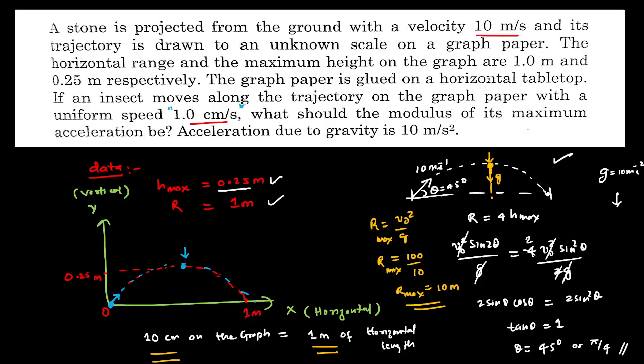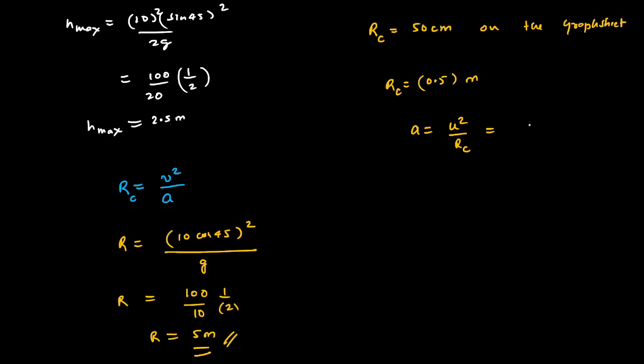It is given that it is moving with 1 centimeter per second. So it is (1 centimeter per second) squared by the radius of curvature 0.5 meter, and we get the maximum acceleration. Here we are getting maximum acceleration because we are using a specific radius of curvature which is going to be the minimum. Since it is the minimum radius of curvature, we are computing the maximum acceleration. So it is going to be 2 times 10 to the power minus 4 meter per second squared. This would be the solution for our given question.